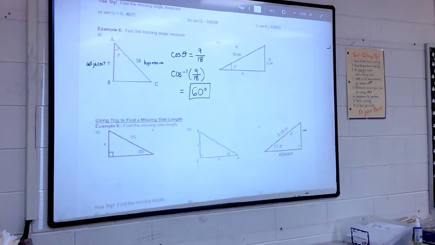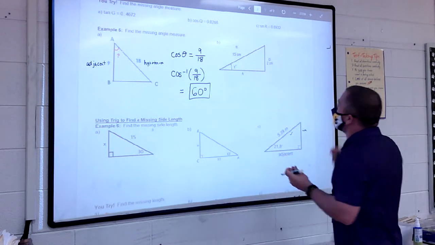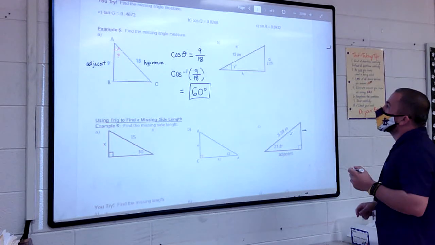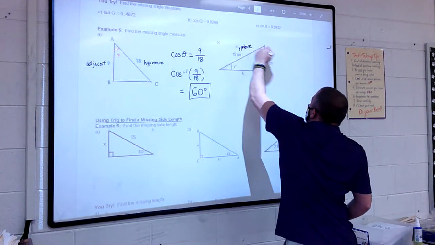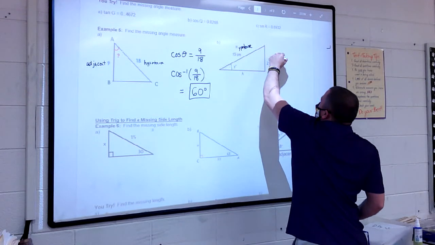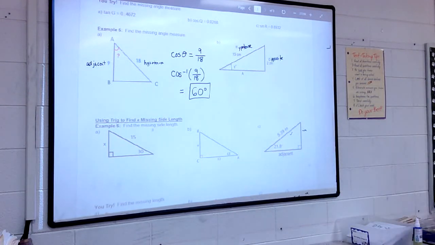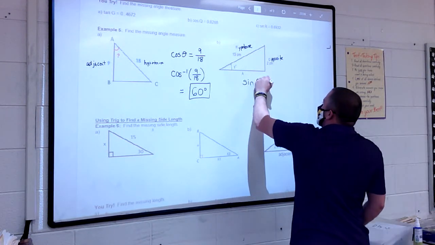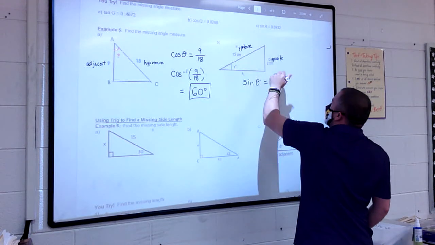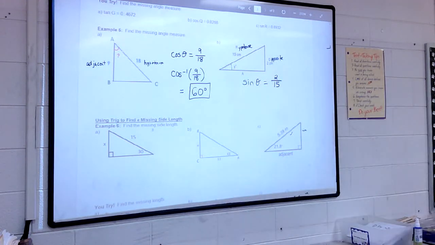All right, B. So we're looking for angle Y down here. What two sides do we know? We know the hypotenuse is 15, and we know the opposite is 2. So we know opposite and hypotenuse. So which one can we use? Sine. So we're going to say sine of that angle equals opposite over hypotenuse. That's 2 over 15.